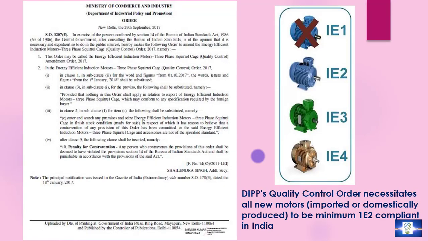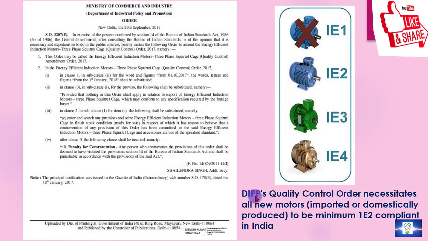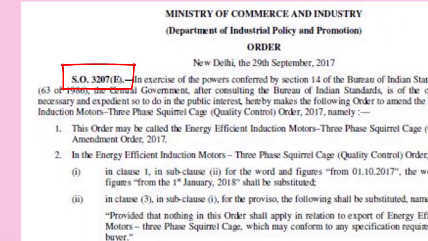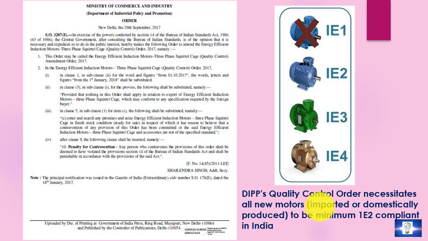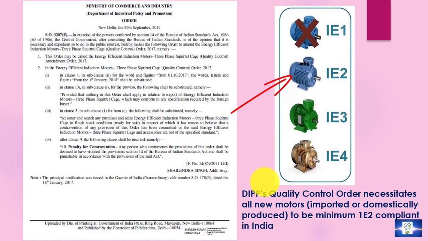The new Indian standard IS 12615 also stipulates that for motors to be classified as energy efficient, they must meet at least the IE2 efficiency value. The Department of Industrial Policy and Promotion Quality Control Order S.O. 3207(E) necessitates that all new motors, imported or domestically produced, be minimum IE2 compliant in India. That means manufacturing of IE1 motors in India or importing them from a foreign country is prohibited.